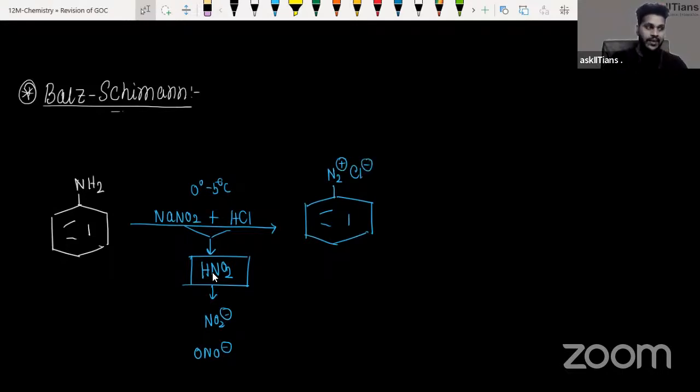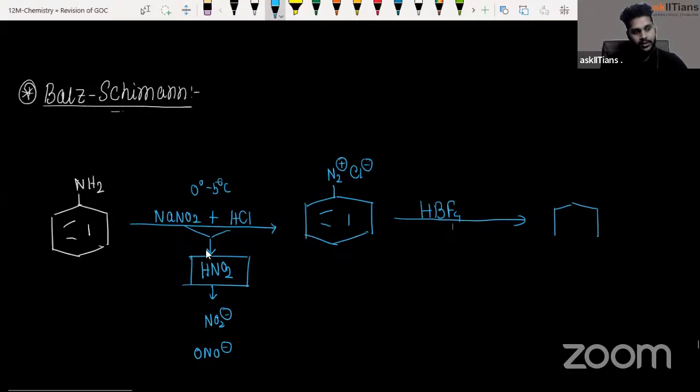Okay, we get the diazonium chloride. Now here, so far the Balz-Schiemann reaction hasn't really started. From here what you have to do is give HBF4, fluoroboric acid. If you give fluoroboric acid, then what happens is N2+ BF4-. This is the intermediate getting formed.